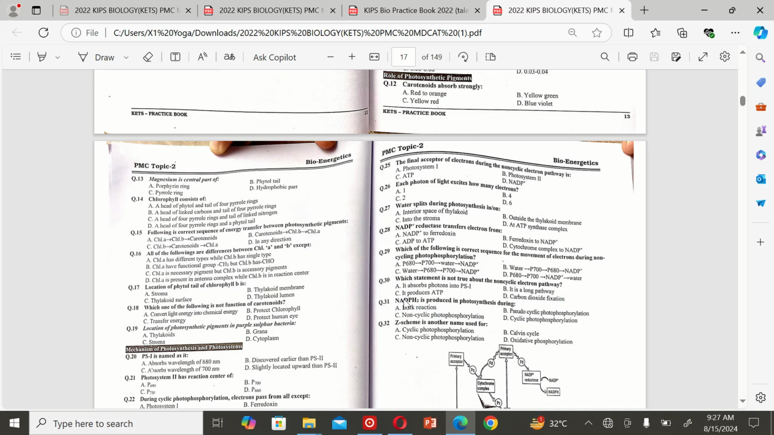The next MCQ is: NADPH2 is produced in photosynthesis during A. Dark reaction, B. Pseudocyclic phosphorylation, C. Non-cyclic phosphorylation, and D. Cyclic phosphorylation. So the correct option is C.